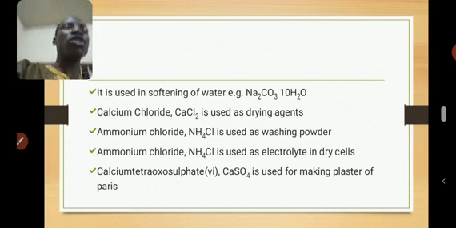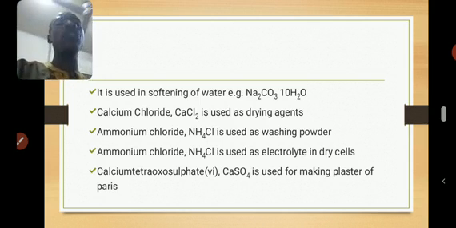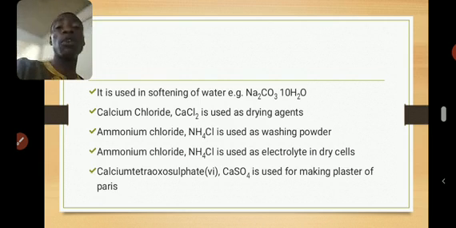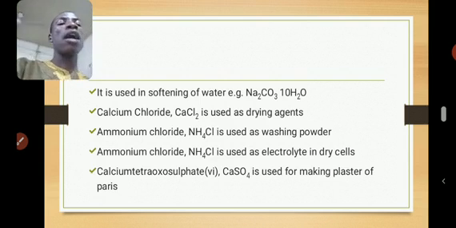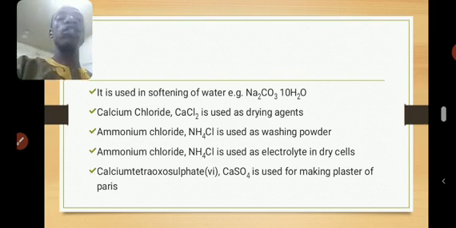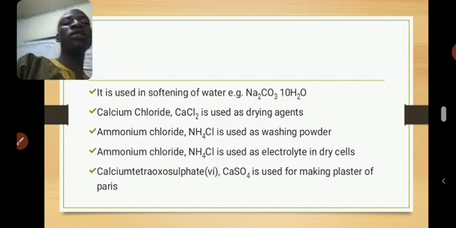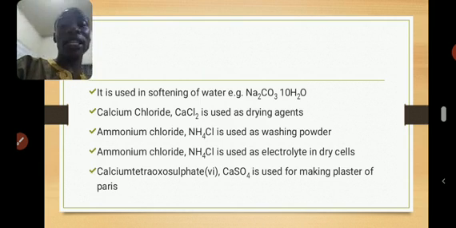It's called washing soda. So it is used in softening of water. We will see that in our next topic. That's our next topic, water. You can soften water with washing soda. Now, calcium chloride is used as drying agent. I've already told you that because it's deliquescent.